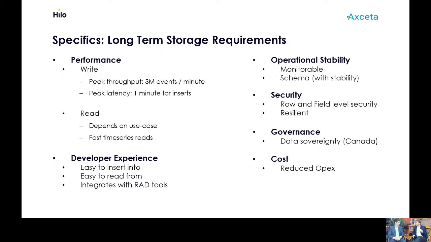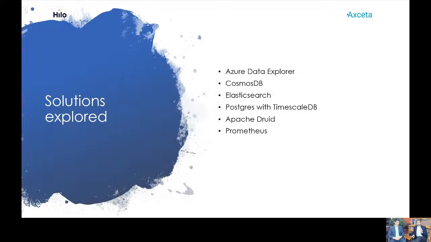We also wanted a tool that we can operate, or at least have observability into, so something that has metrics that are live and easy to use, and all of that. From a security perspective, row level, column level locking, resiliency is very important. Data governance, so data sovereignty in Quebec or in Canada, very important. And last but not least, the cost could not be astronomical. We're still a startup within a big entity, but still a startup with startup budgets. The solutions we looked at, just for you quickly here: ADX, Cosmos, Elastic, Postgres with Timescale, Apache Druid, and Prometheus.